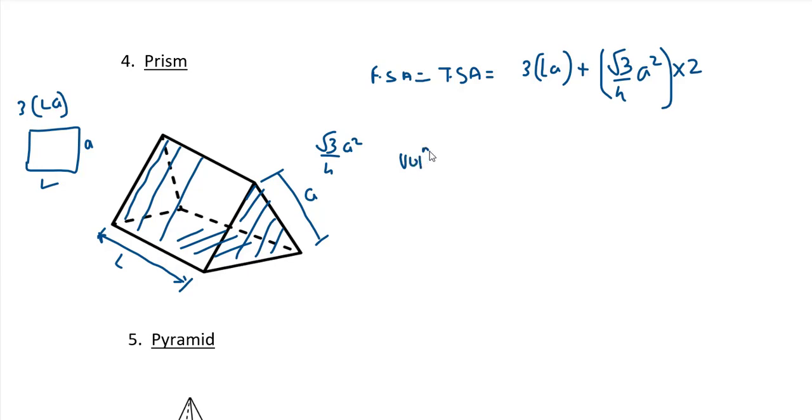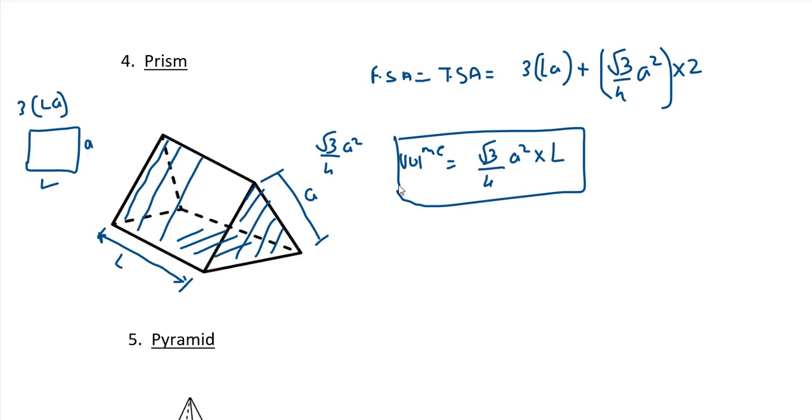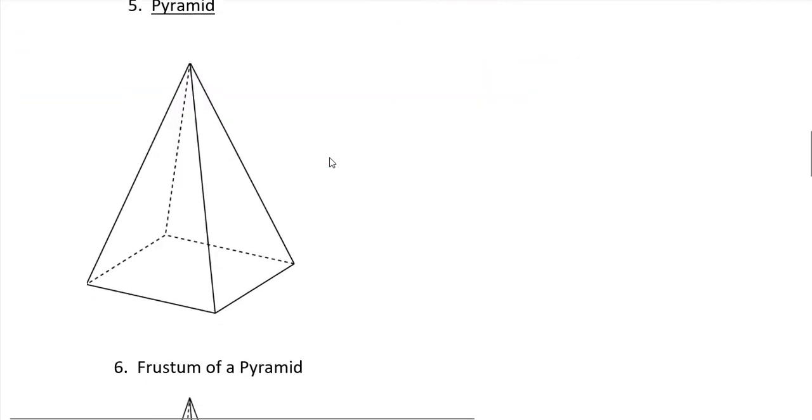Similarly, for volume, we will take any one of the areas and multiply it with the third dimension. So volume will be given by the area of this triangle, which is root 3 by 4 A square, into the length or third dimension, which is L. So this is nothing but the volume of a prism. I hope you are able to understand this concept. Let us now move ahead.